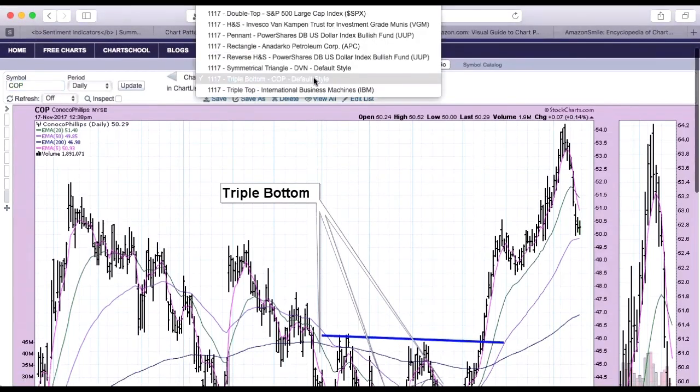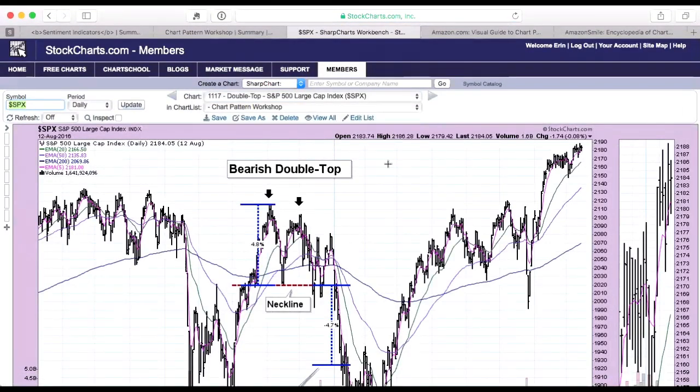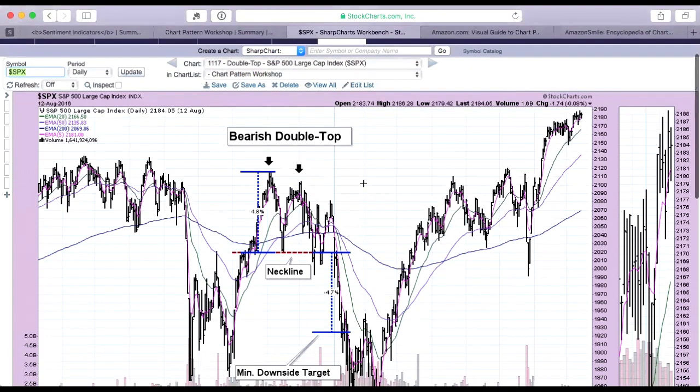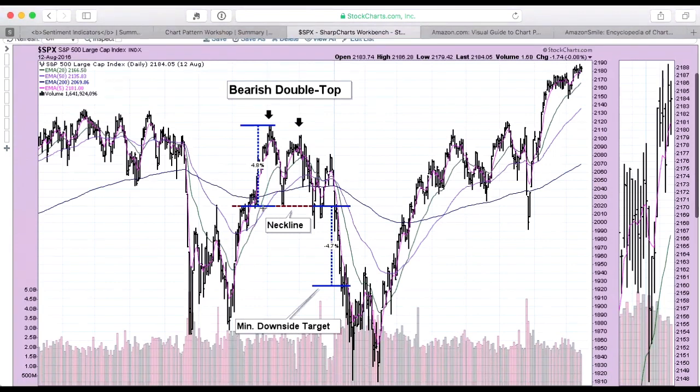All right, let's look at the tops. And we're going to see the double top. These are topping patterns. So what do you need to have? It's a reversal pattern. It needs to come up into the pattern, or it's not a true double top. If we came down and then started to move back up like this, the previous trend is down, so it's not a true double top. They need to be reversals. The minimum downside target is the length of the pattern subtracted from the neckline.